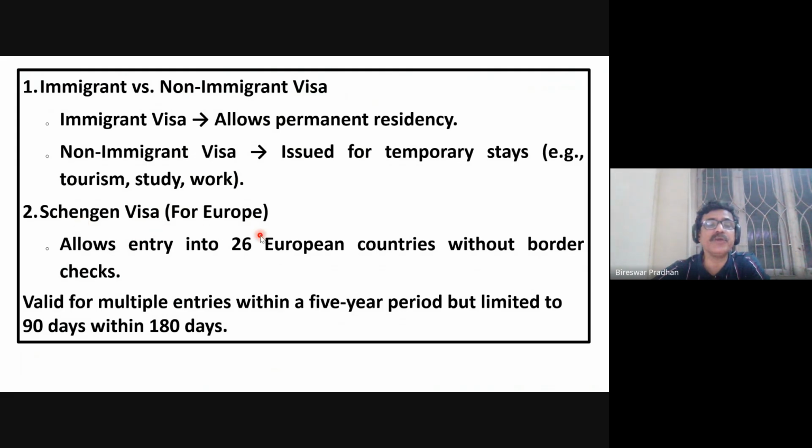Schengen visa for Europe allows entry into 26 European countries without border checks, valid for multiple entries within the 5-year period but limited to 90 days within 180 days.